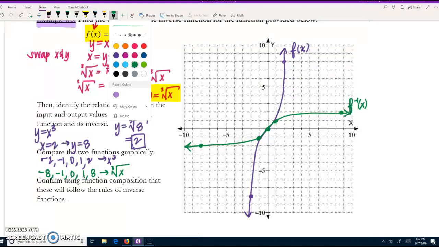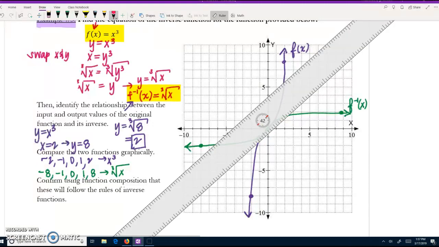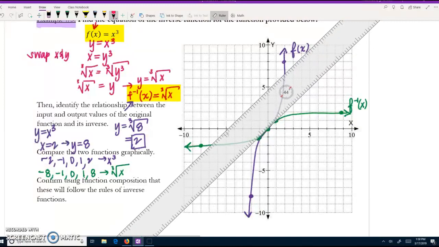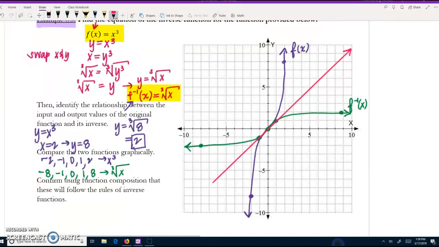Just like before, if I superimpose that y equals x line, so if I'm right about here, this is my y equals x, I can see that I have that mirror image relationship again across this line. So this function, if I just go directly across this line, I end up exactly at this function here.